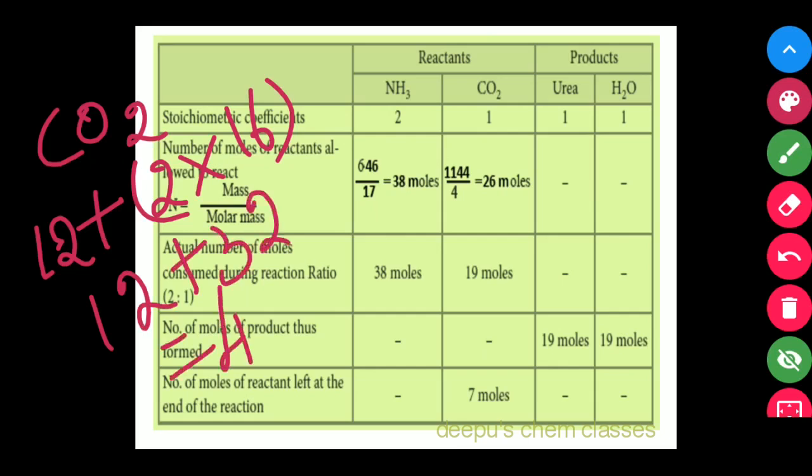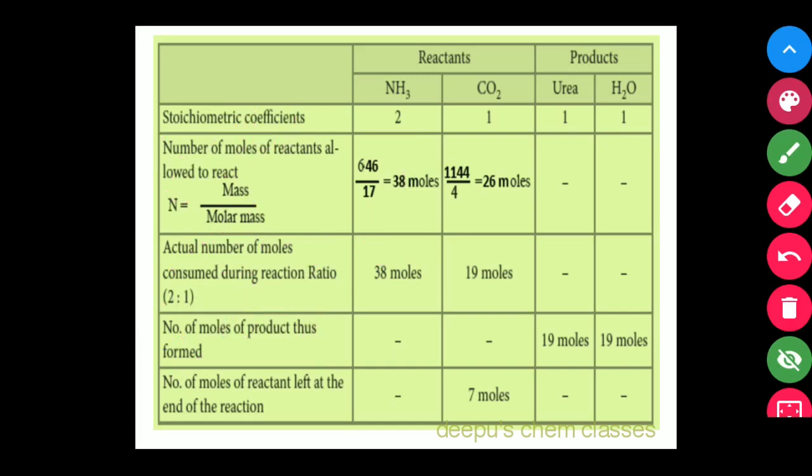You can get 44 gram per mole. This is the molar mass of carbon dioxide. According to the problem, the carbon dioxide mass is given. It is actually 1.144 kilogram. It is given in kilogram, so convert it into gram. If you convert it into gram, multiply by 1000.